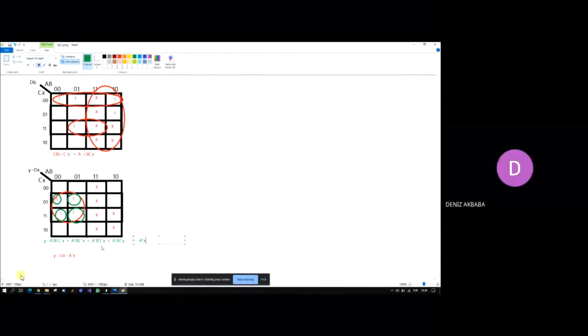Geldim içeri. Ne var burada arkadaşlar? B'nin değili, C'nin değili, artı B'nin değili, C, artı B, C'nin değili, artı B C.